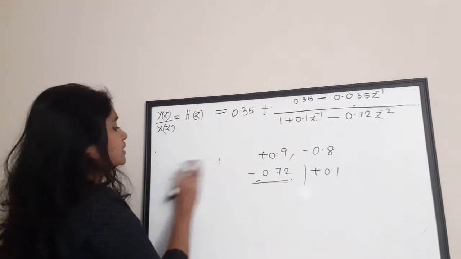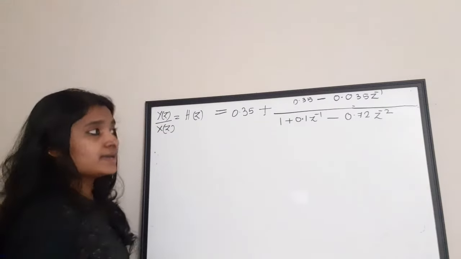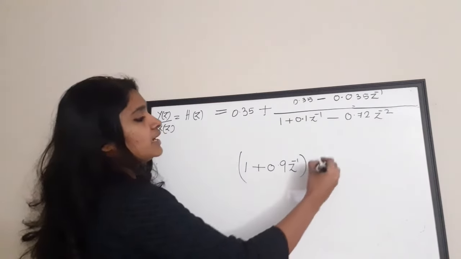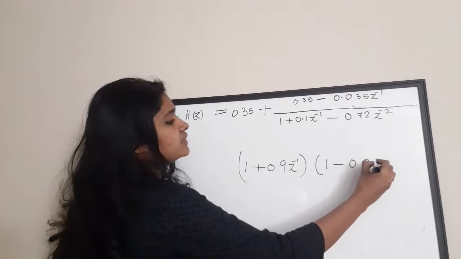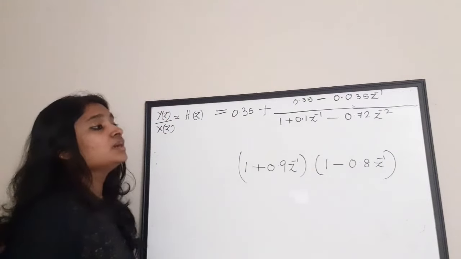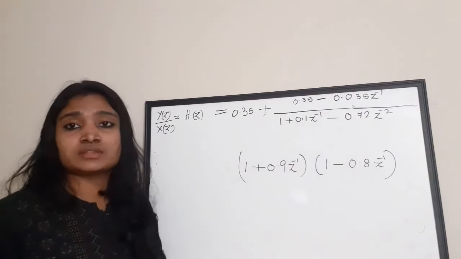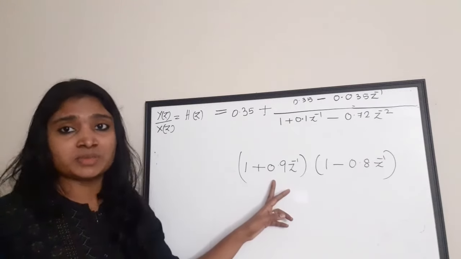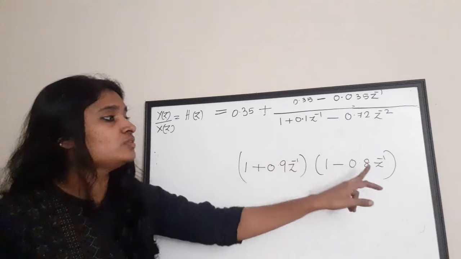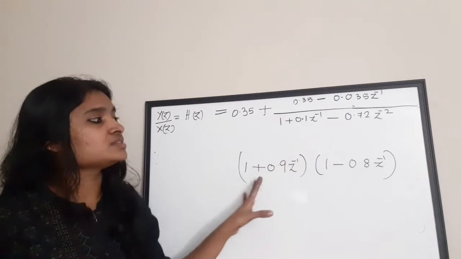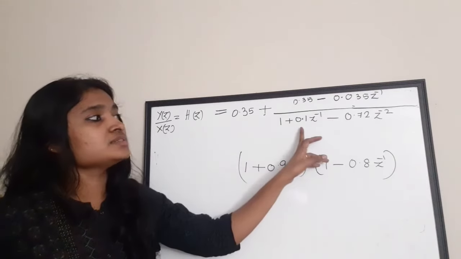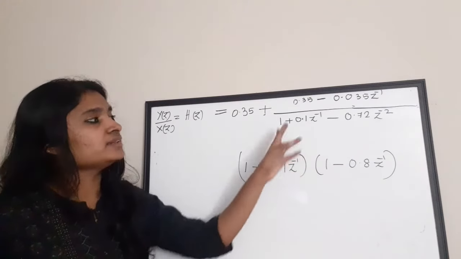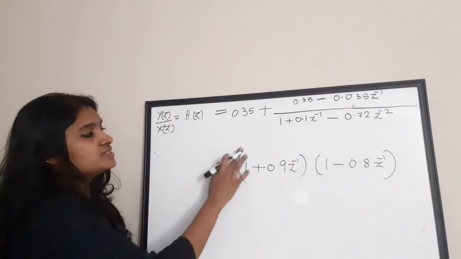So I can rewrite my denominator as 1 plus 0.9 z raised to minus 1 and 1 minus 0.8 z raised to minus 1. So this is how you actually factorize the z transform equations. The factors will be associated with the z raised to minus 1 term, because here it is a z raised to minus 2 polynomial, so we will be having z raised to minus 1 and z raised to minus 1. Okay, so these are the factors. So we can rearrange this denominator like this. If you want to verify, just multiply these terms and open the bracket and you will get the same equation. So this is the denominator.